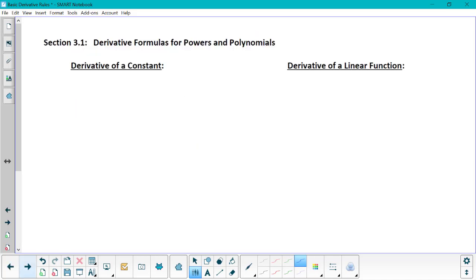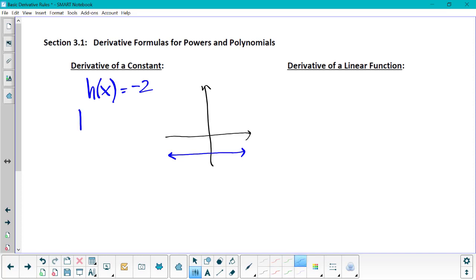So let's move into section 3.1. Here's our section on derivative rules. And these are our basic rules. You will use these the most often throughout this course. The first two we already know. We already know the derivative of a constant. If I have a constant function, h of x equals -2, we talked about the fact that the constant function is the graph of a horizontal line. And we know that the slope at every point on the graph of that horizontal line is 0. So the derivative of a constant is 0.